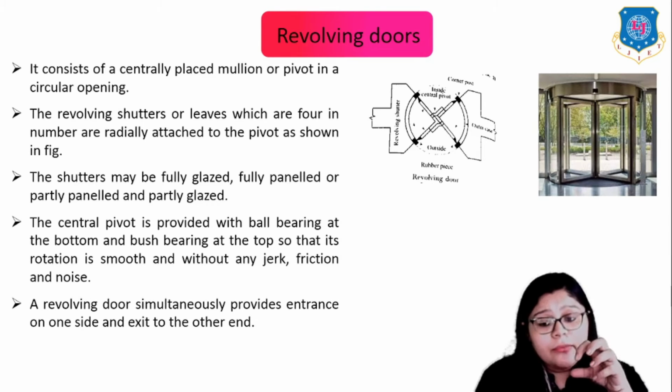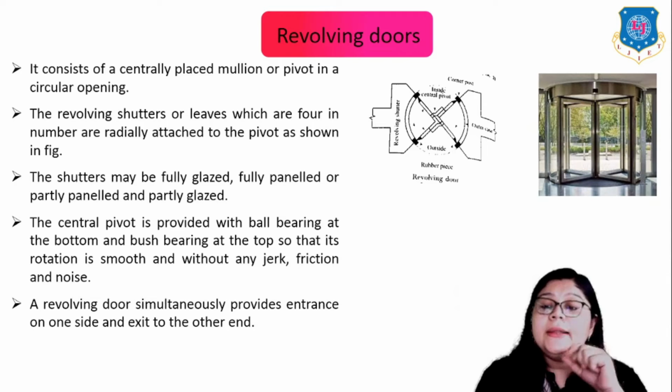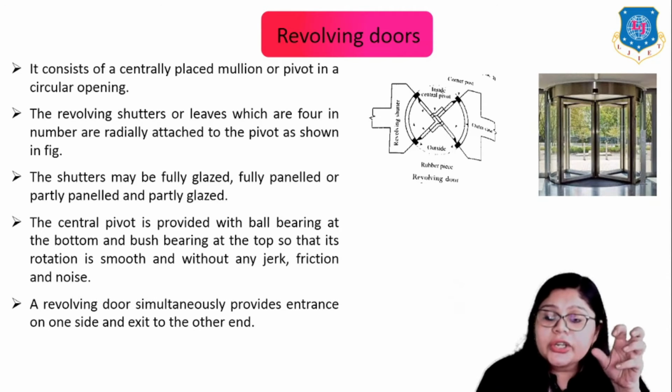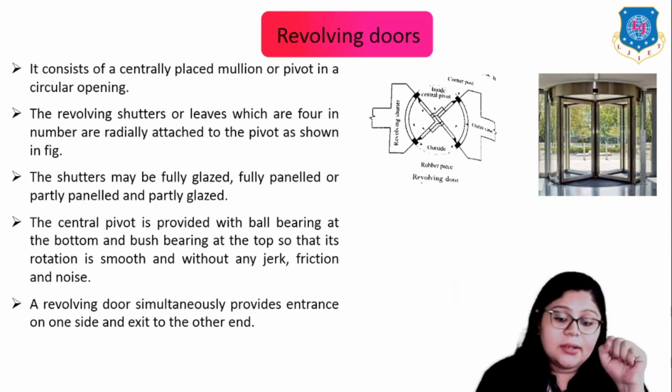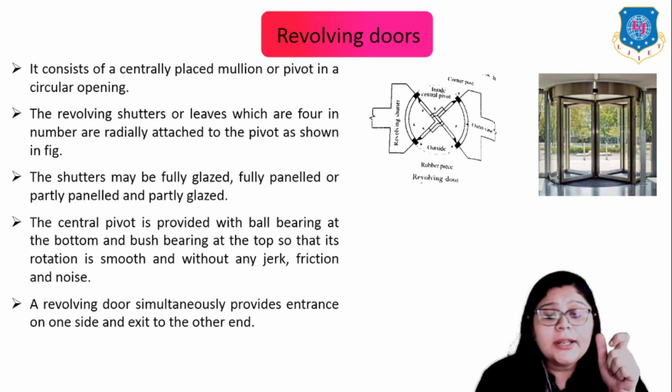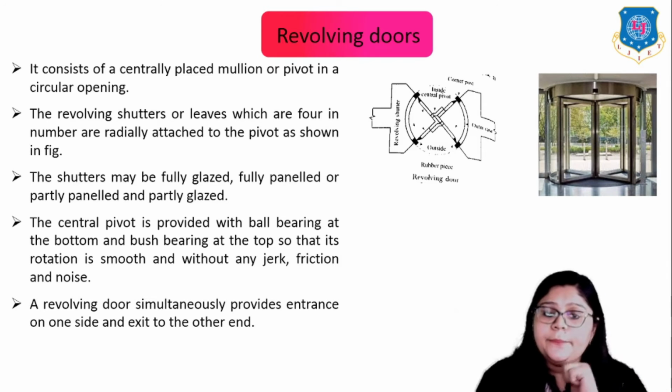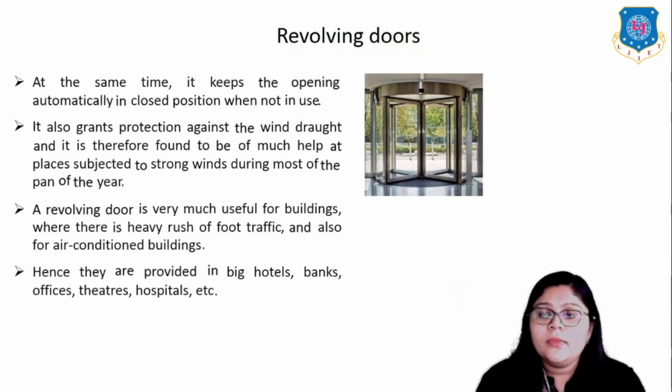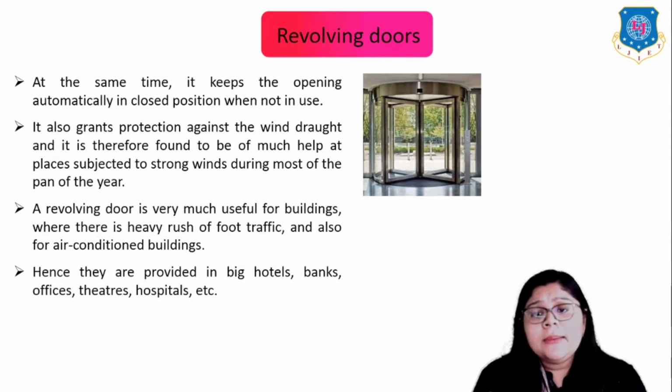The central pivot is provided with a ball bearing at the bottom and a bush bearing at the top so that its rotation is smooth and without any jerk, friction or noise. The revolving door simultaneously provides entrance on one side and exit on the other side, as shown in this figure. At the same time, it keeps the opening automatically in closed position when it is not in use.